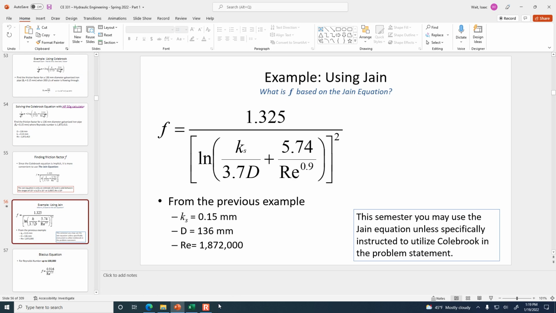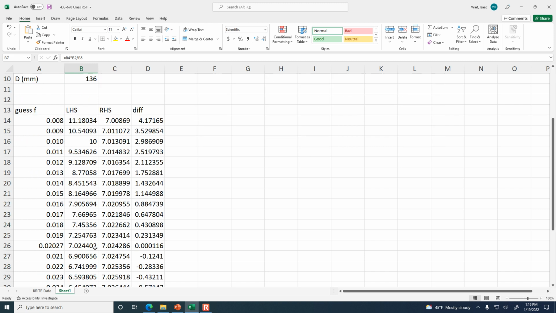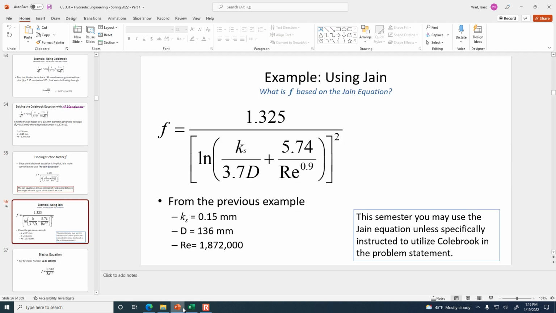Because what we found before when we used the Colebrook, we found it was basically 0.0203. So let's see how close does the Jain equation get in this particular instance to what we had calculated with Colebrook, which we think of as more sophisticated and more accurate. Jain is just an estimate, but it's a pretty good estimate, as you'll see.